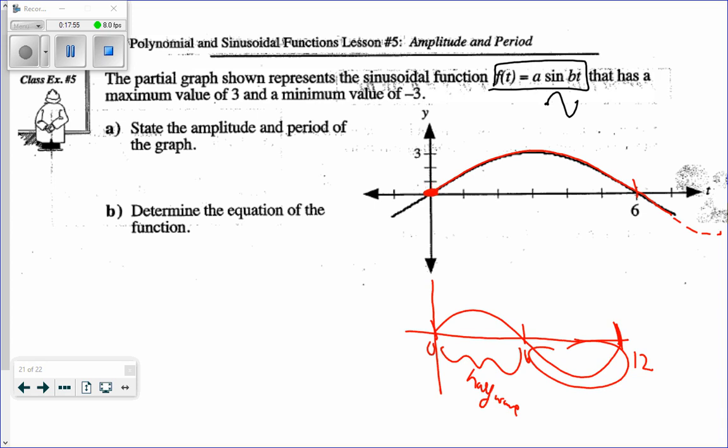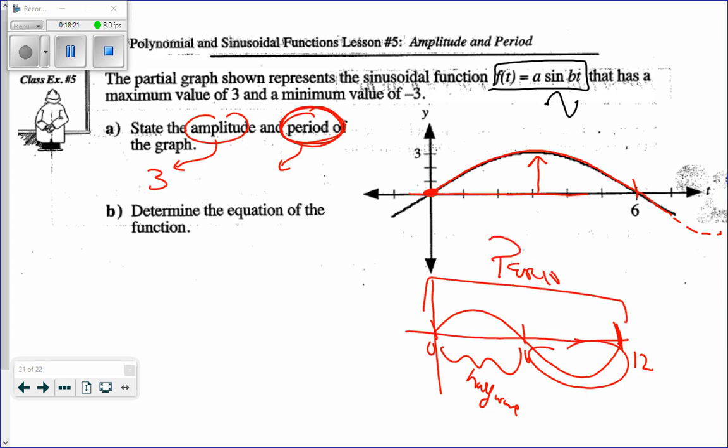Why is that important? Because of the period. So here's our halfway line. How much up did you go? 3. So the amplitude is 3. How long is one cycle? How long is one cycle? 12, not 6. That is a classic diploma exam question where they'll only give you half the wave, and you have to remember, oh, that's only half. I need the full repeating pattern. So you have to double what you see on your page.